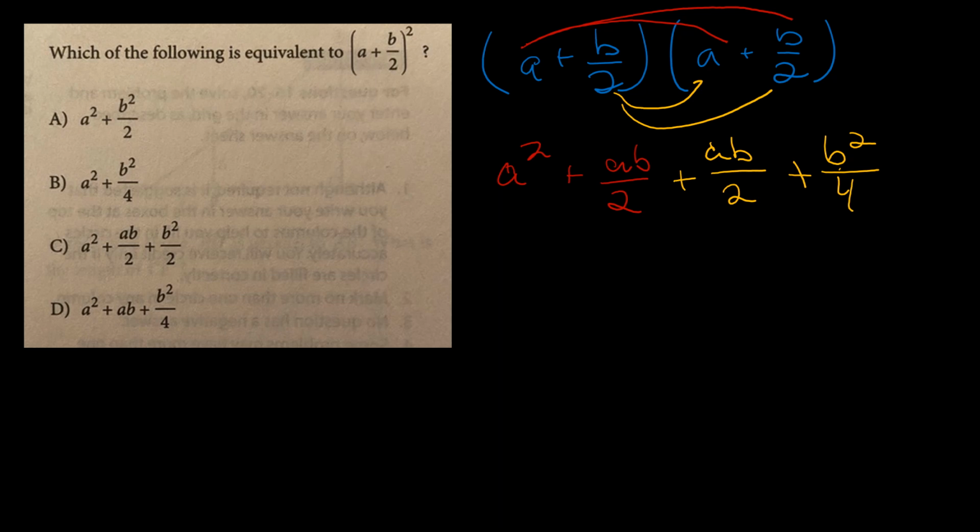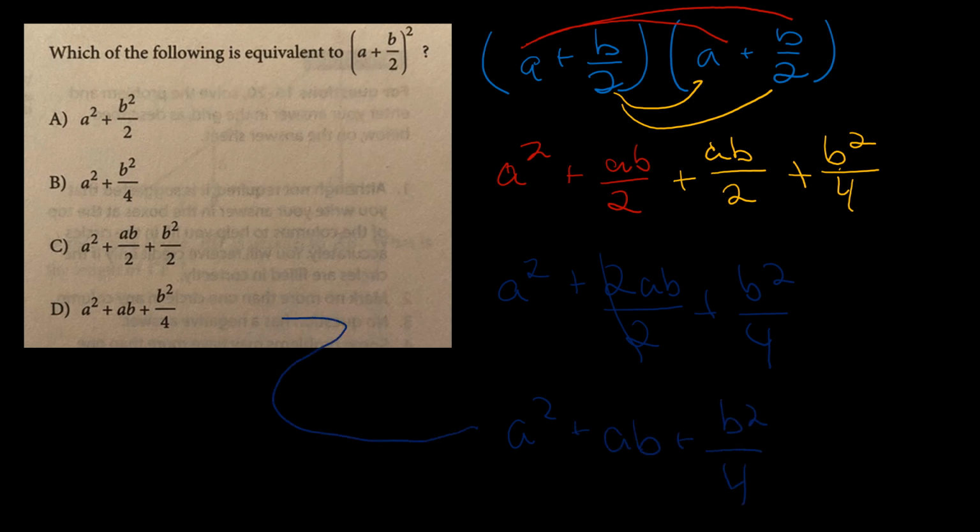Okay, cool. So let's combine our like terms here. We'll switch up the color one more time because why not? A squared plus 2AB over 2. 2's are going to cancel. Plus B squared over 4. A squared plus just AB plus B squared over 4. Where is that in any of our answer options? Looks like it is. Let's choice D. Boom. Just that easy, guys.